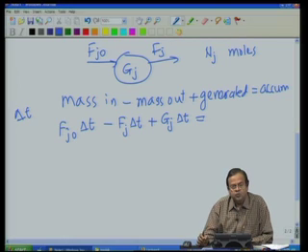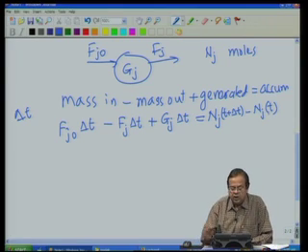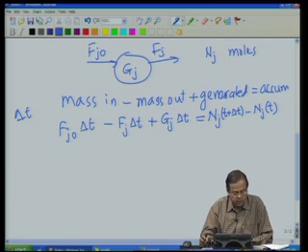And how much would have accumulated inside the reactor? Accumulation inside the reactor is Nj at time t plus delta t minus Nj at time t. That is all we are saying: if this were the moles at time t plus delta t, and if this were the moles at time t, then in time interval delta t, this difference is how much has accumulated in the reactor.